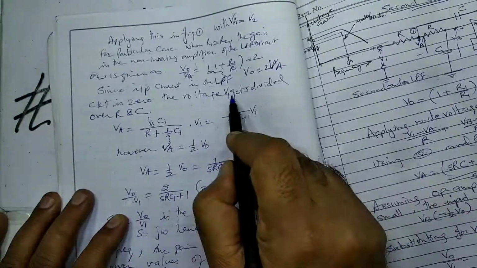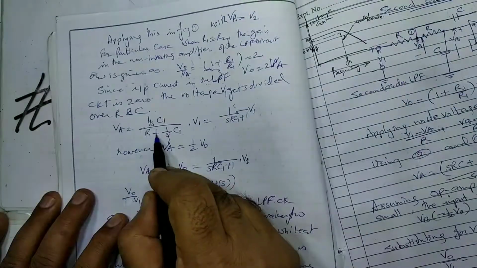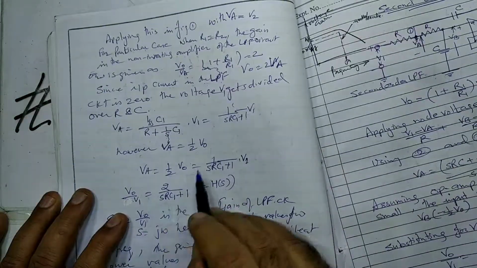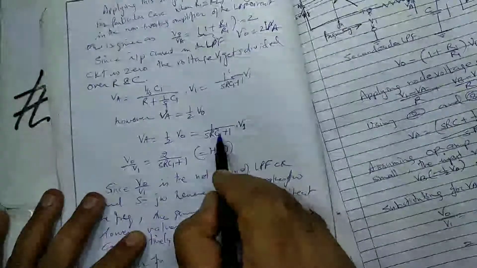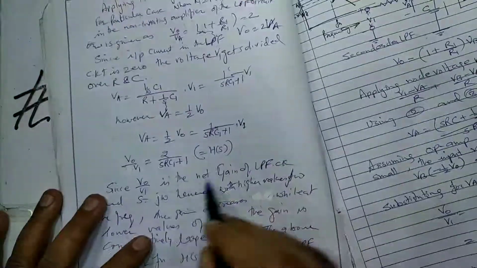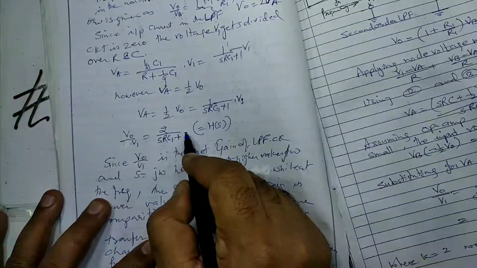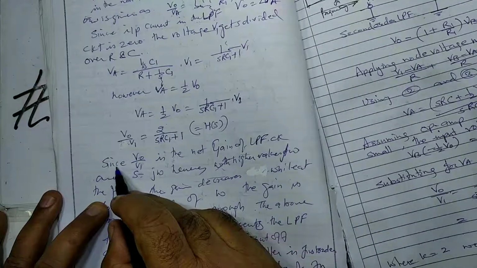The voltage V1 gets divided over R and C1. So VA is equal to (1 by S C1) upon (R plus 1 by S C1), which is 1 upon (S R C1 plus 1) times V1. However, VA is equal to half VO. So VA is equal to half VO equal to 1 upon (S R C1 plus 1) into V1. So VO by V1 is equal to 2 upon (S R C1 plus 1). That is the response of the low pass filter.